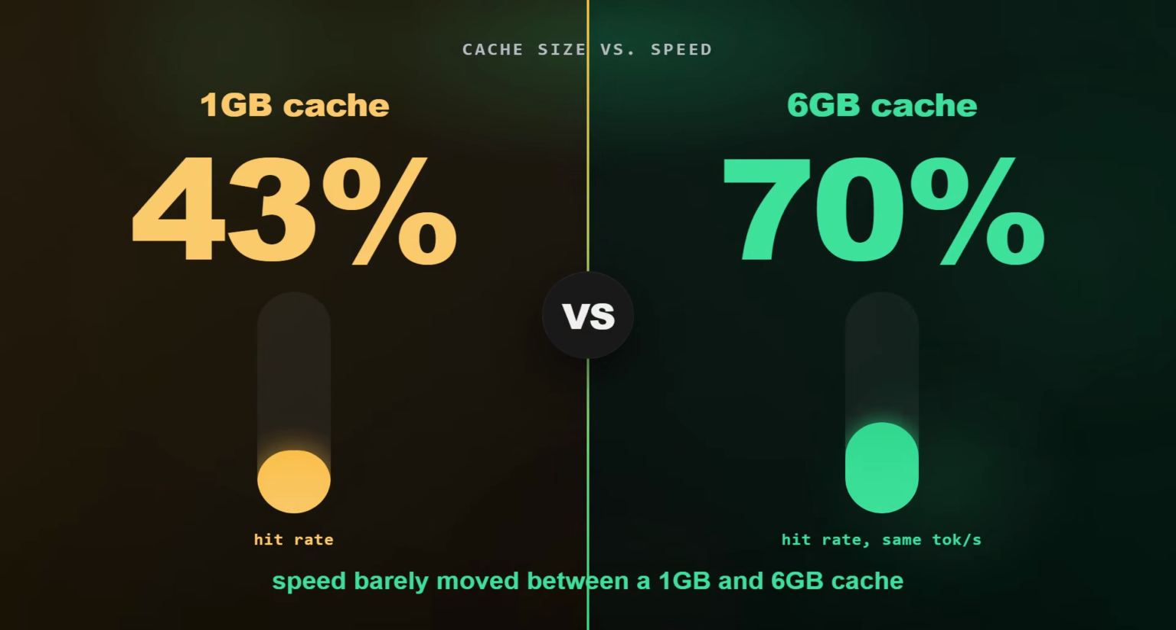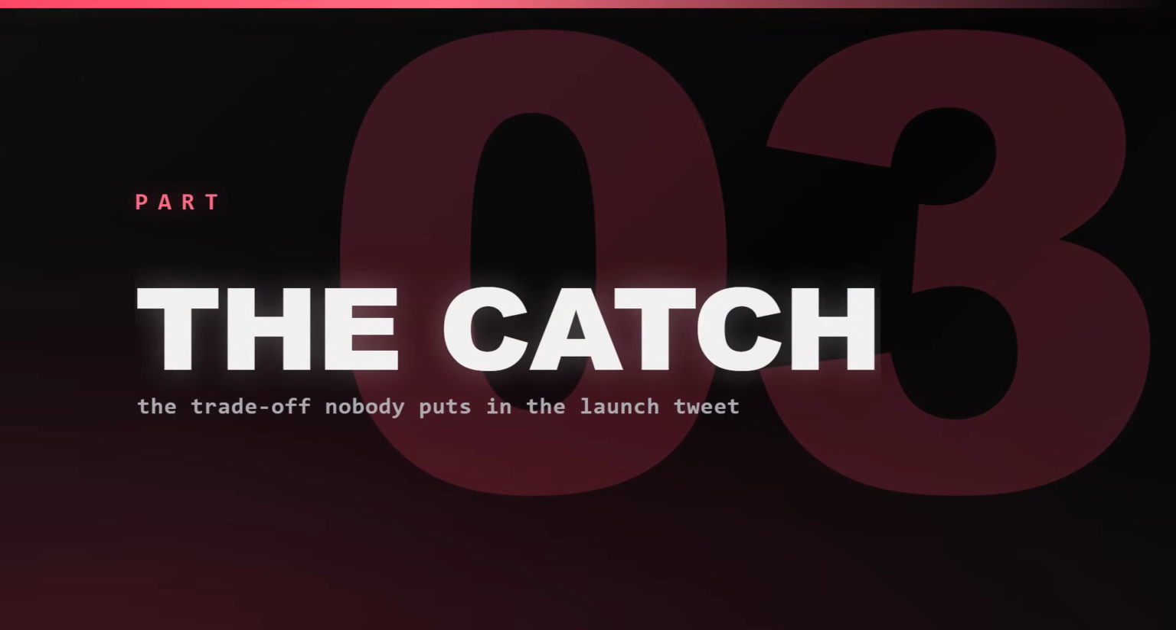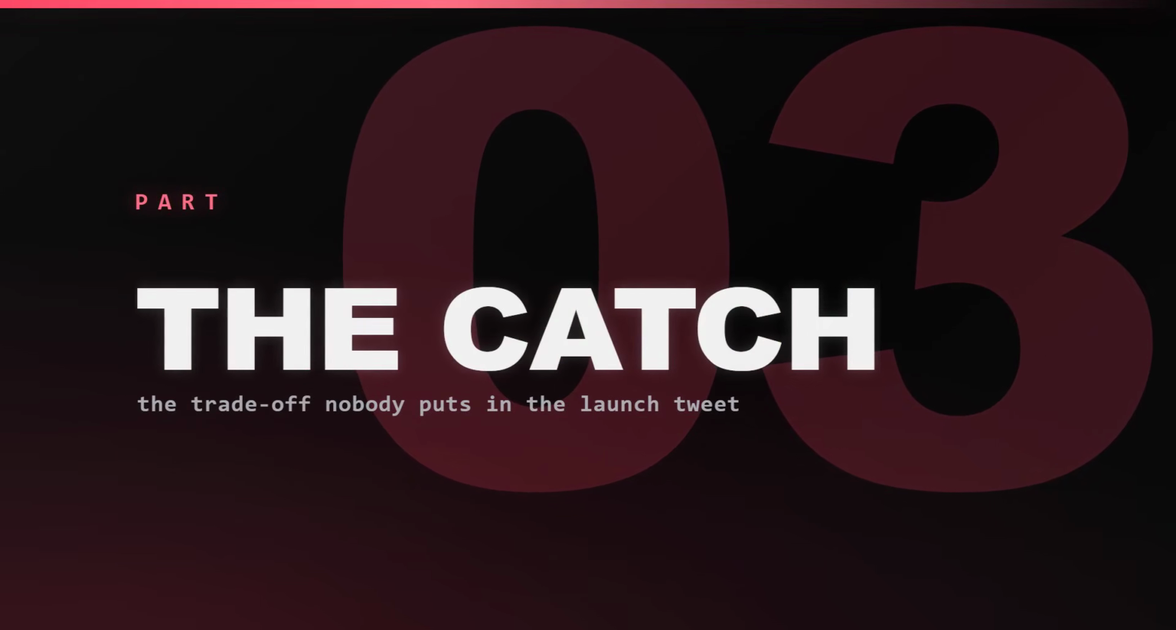Here's a genuinely surprising result. A bigger cache barely helped. Hit rate jumped from 43 to 70%, but the tokens per second stayed almost identical either way. Now the catch, the trade-off nobody puts in the launch tweet.